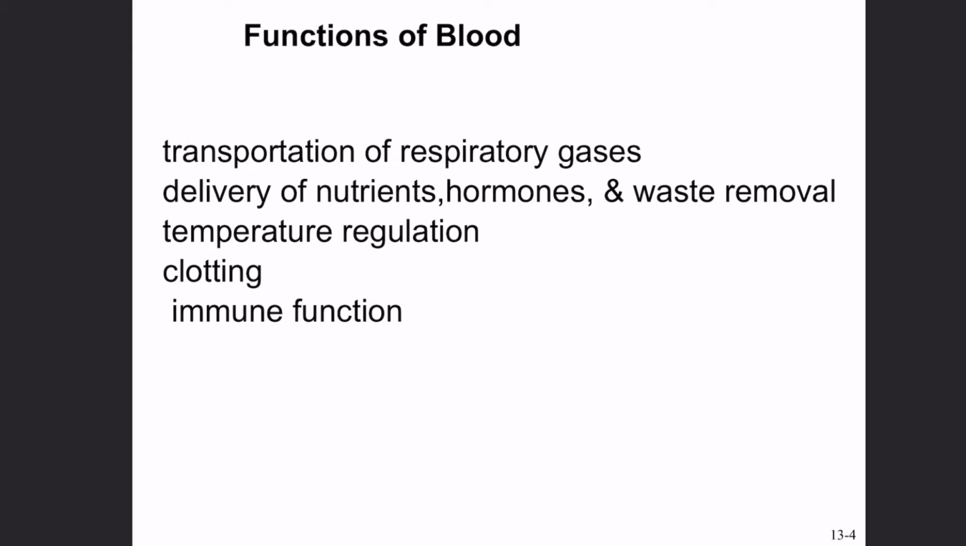So our blood is considered an organ. If you can remember from anatomy, it is a connective tissue. It's a liquid connective tissue. And it is what allows for transportation of our respiratory gases, movement and delivery of nutrients, hormones, and waste, temperature regulation, clotting, immune system function via our white blood cells.